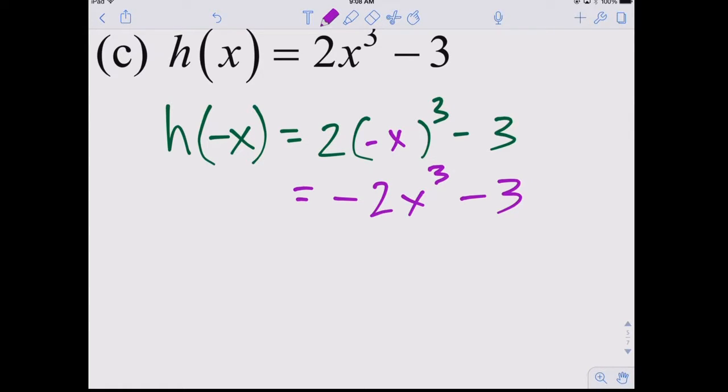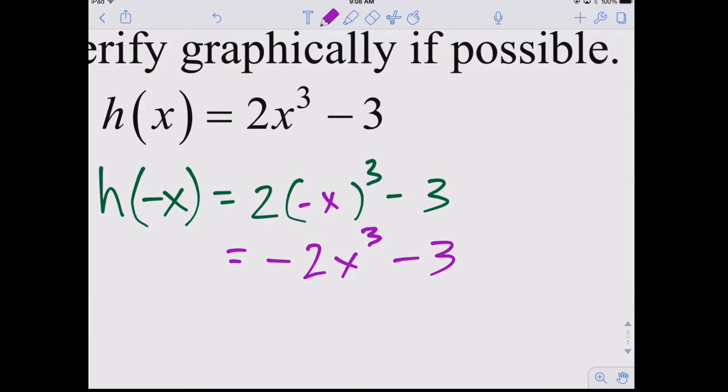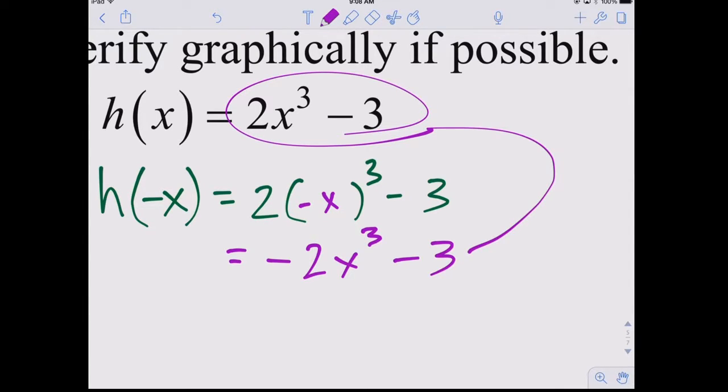Now once you simplify that, you ask yourself, is that the same as the function I started with? No. So that's not equal to h of x. And if it's not equal to what I started with, therefore it's not going to be even. But it still could be odd.